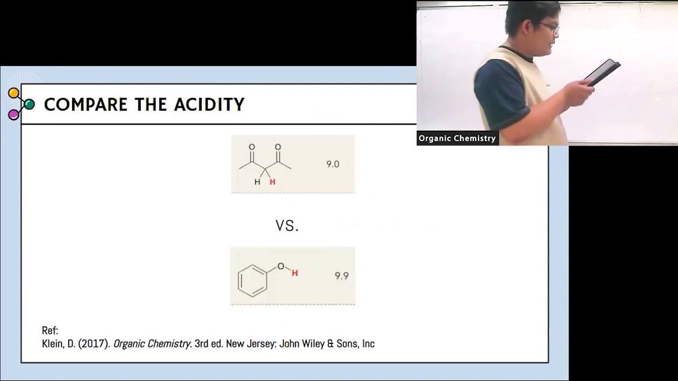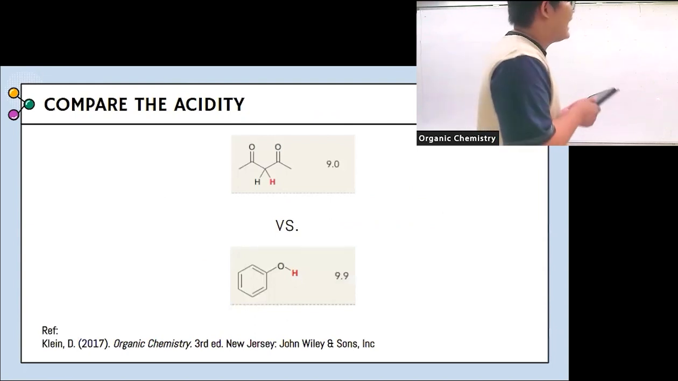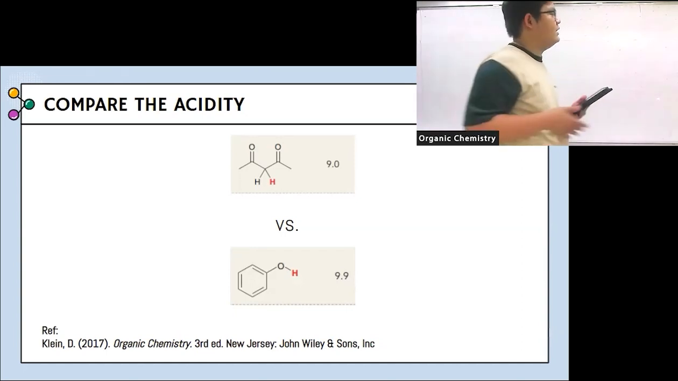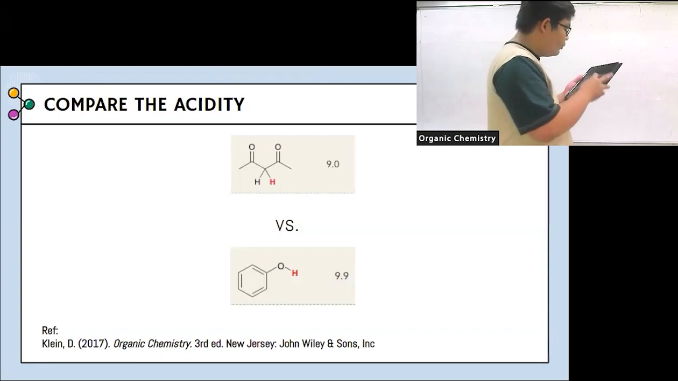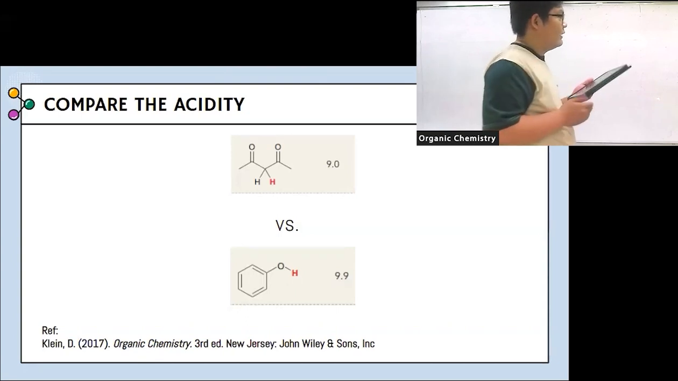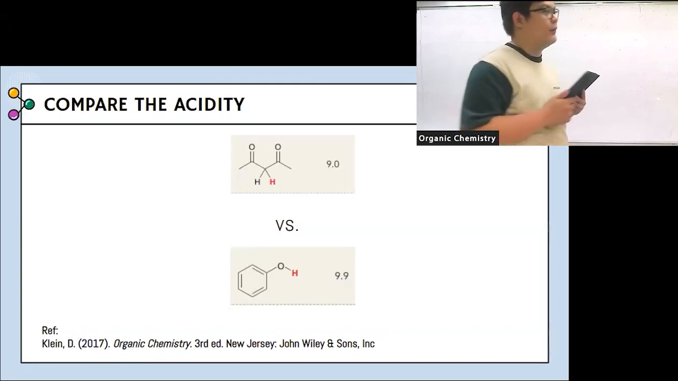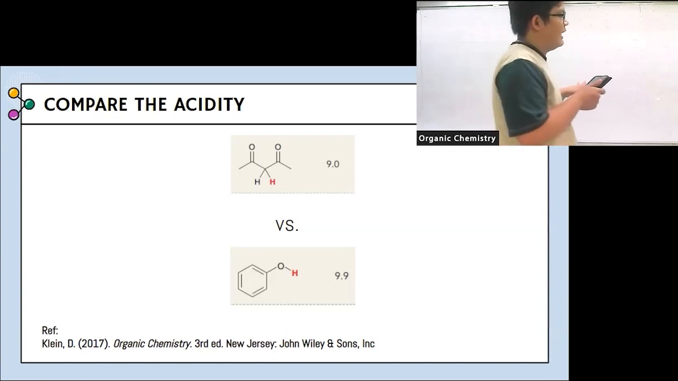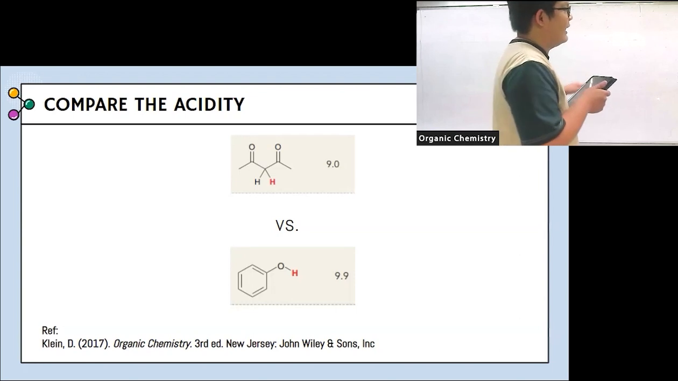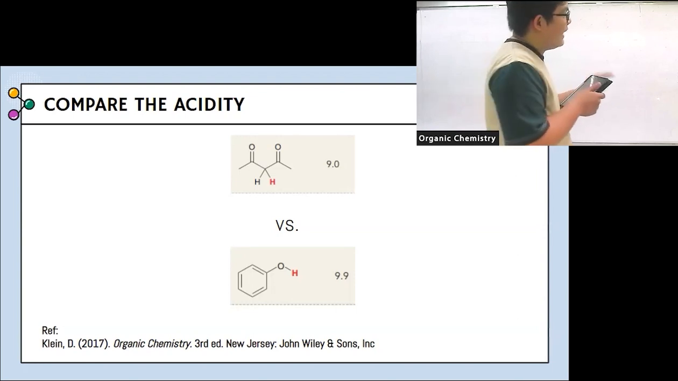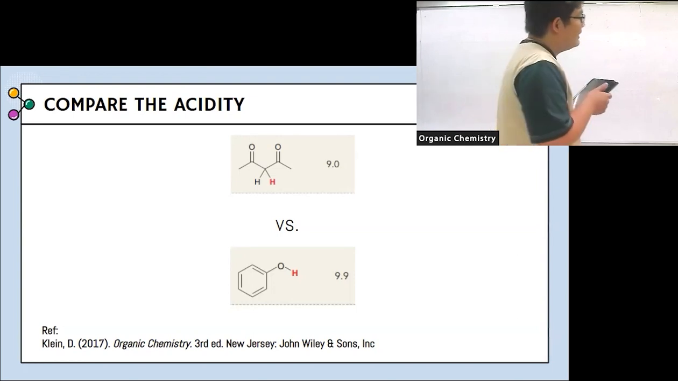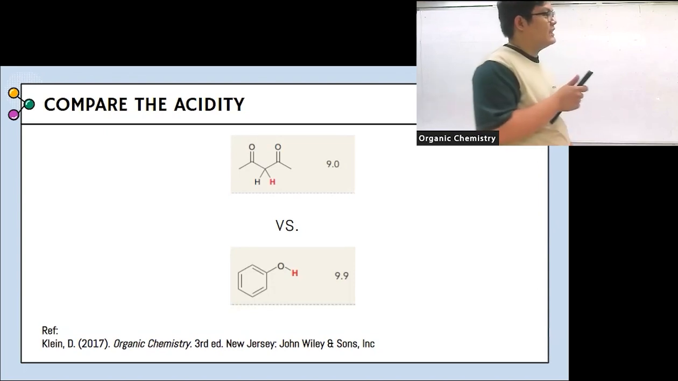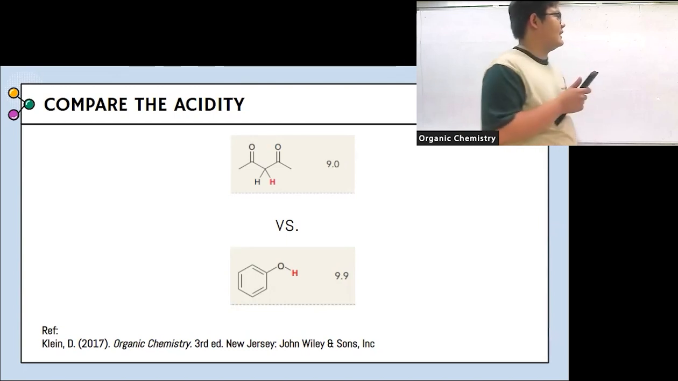So if you can see, we have here two organic compounds. And I want you to focus first on which one has the red mark, the proton of our interest here. The proton of interest is the one highlighted in red, okay? And the value on the right, which is 9.0 or 9.9, is what we call the pKa. Okay? So that is what we said on the previous slide.